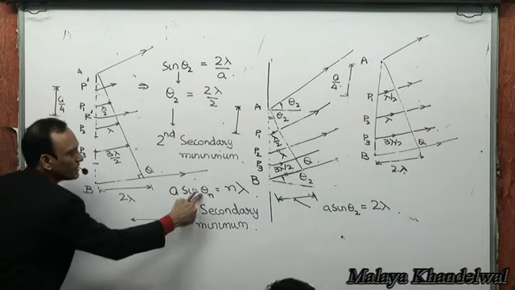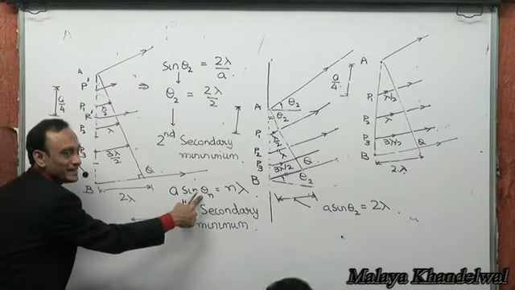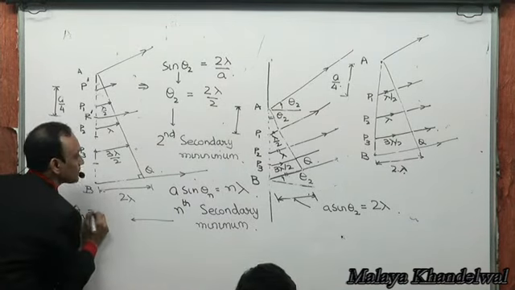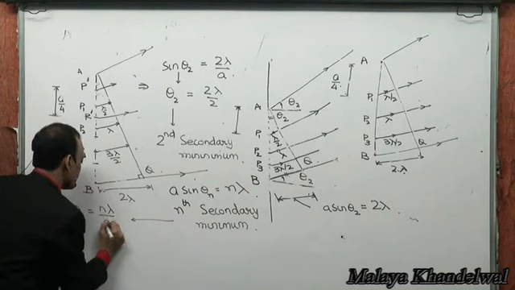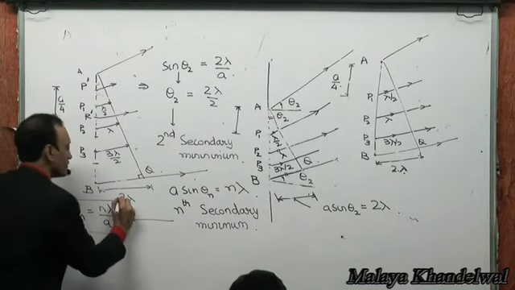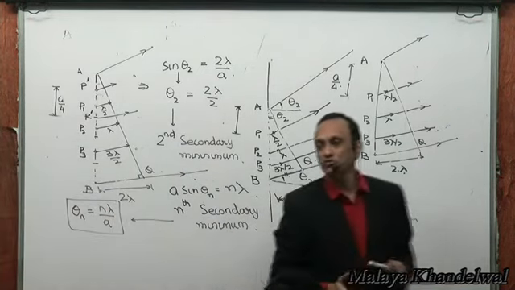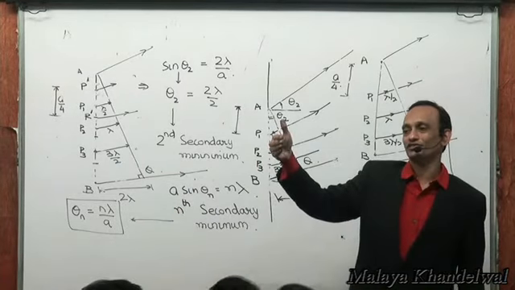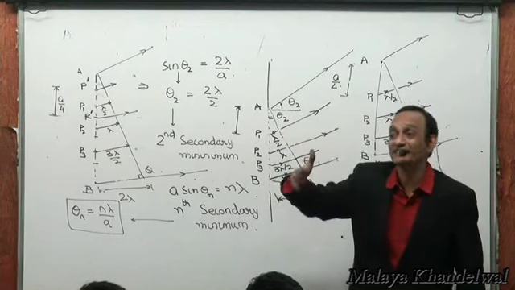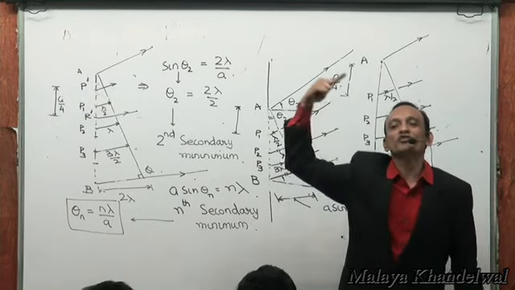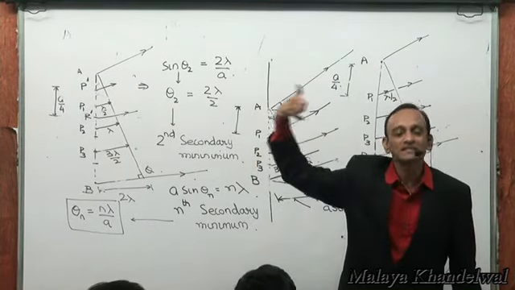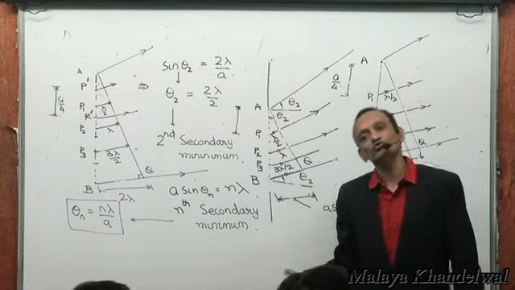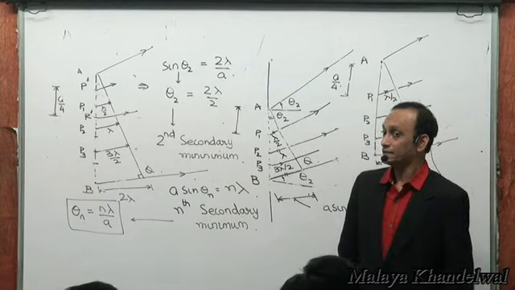Replacing sine theta n by approximately theta n, I get theta n approximately as n lambda by A. N equal to 1 will give me first secondary minimum. N equal to 2 will give me second secondary minimum, and so on and so forth. Where theta n's are the various angles of diffraction for which the first secondary minimum, second secondary minimum, third secondary minimum, and so on and so forth would be obtained. Right?